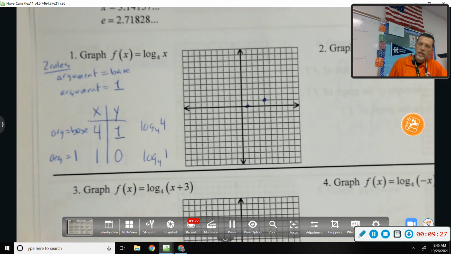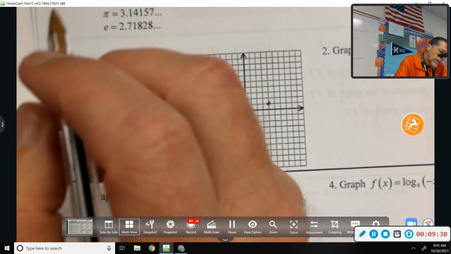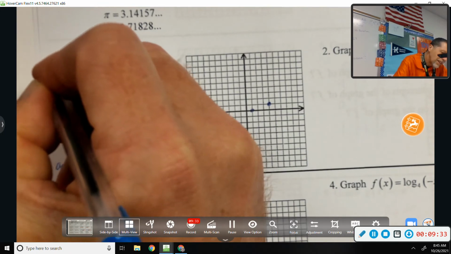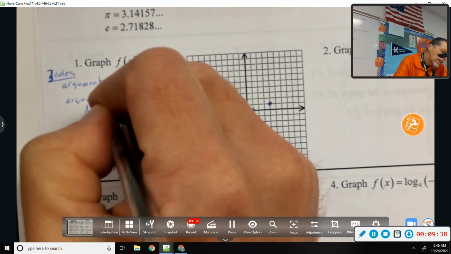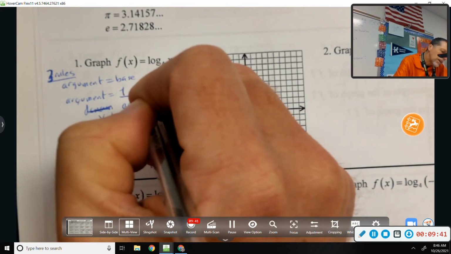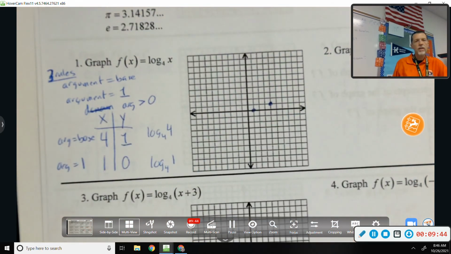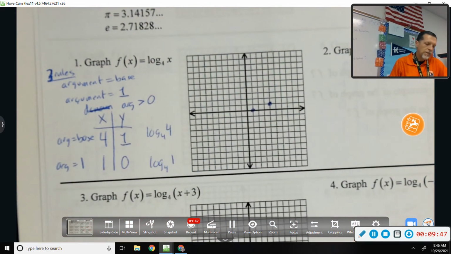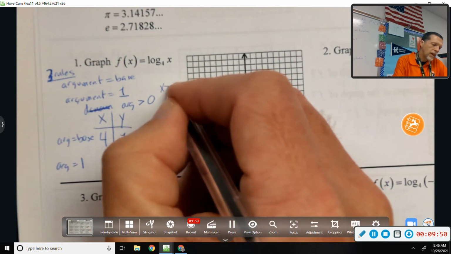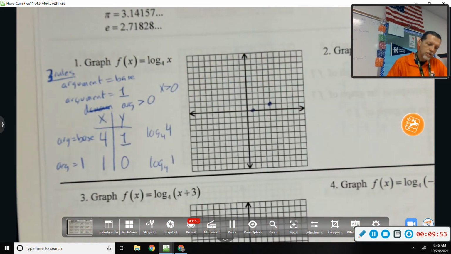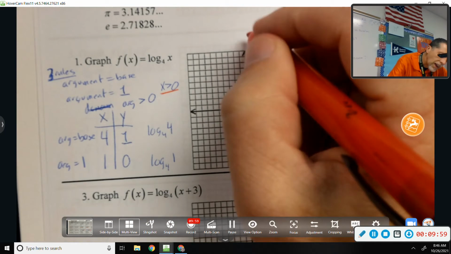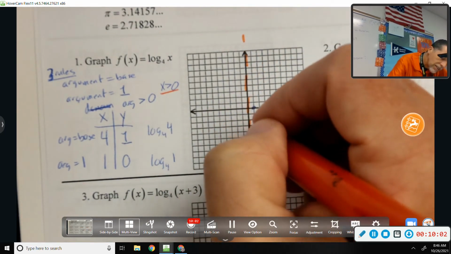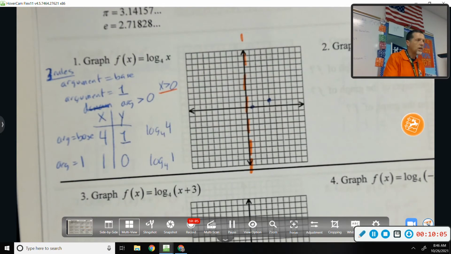And you know what? Let's make it 3 rules. Argument equals base. Argument equals 1. Domain. Well, argument has to be greater than 0. So that means for this problem, x has to be greater than 0. So it's almost like I'd like to put a line right there to say, hey, don't go past this line. That's a barrier. That's a wall.